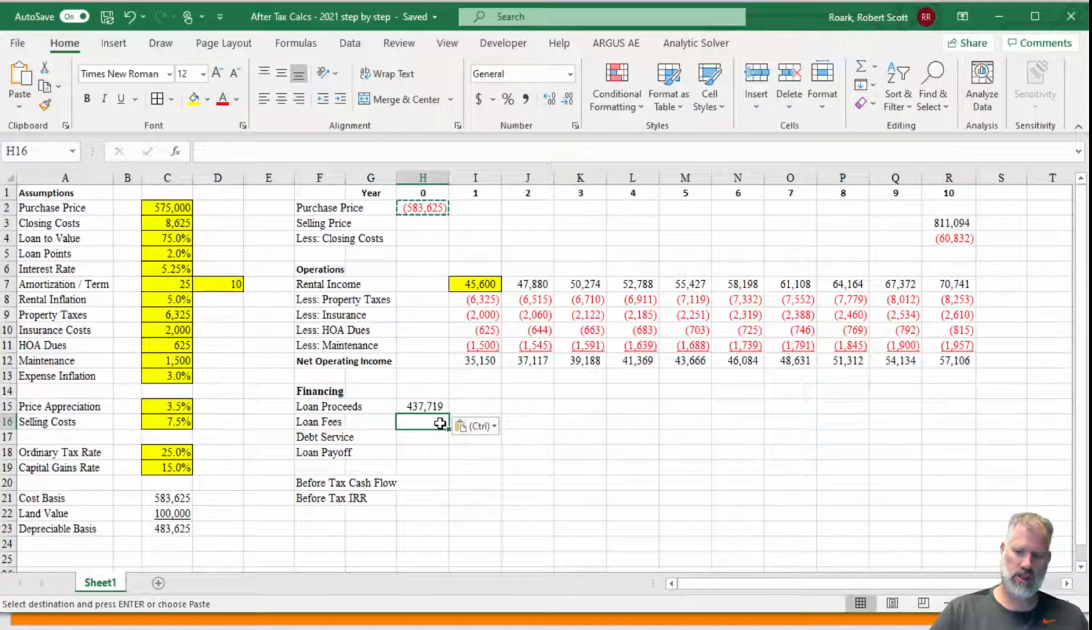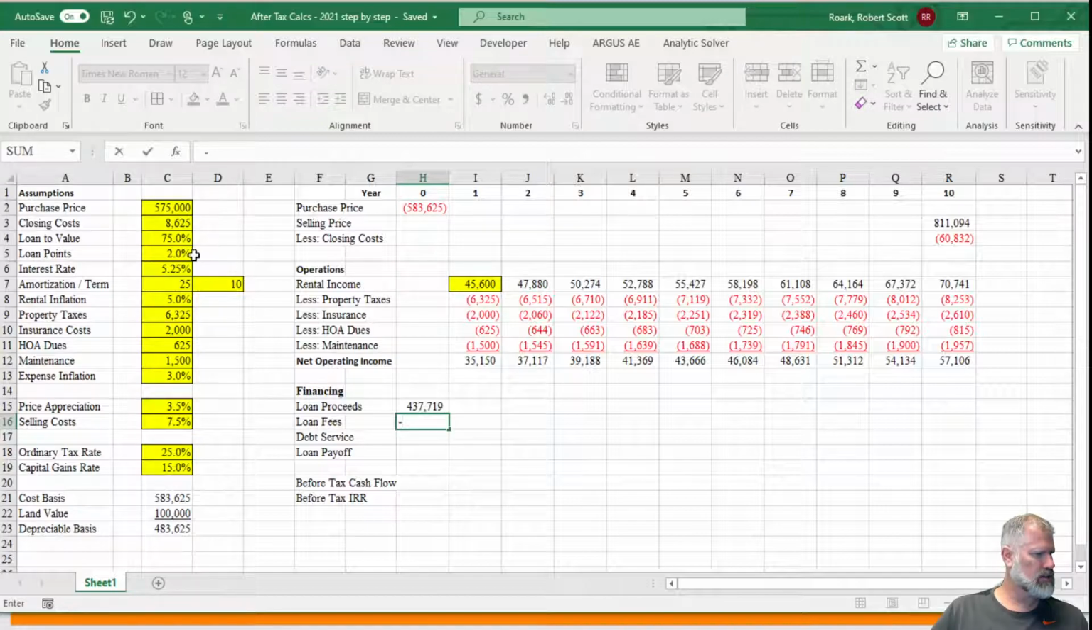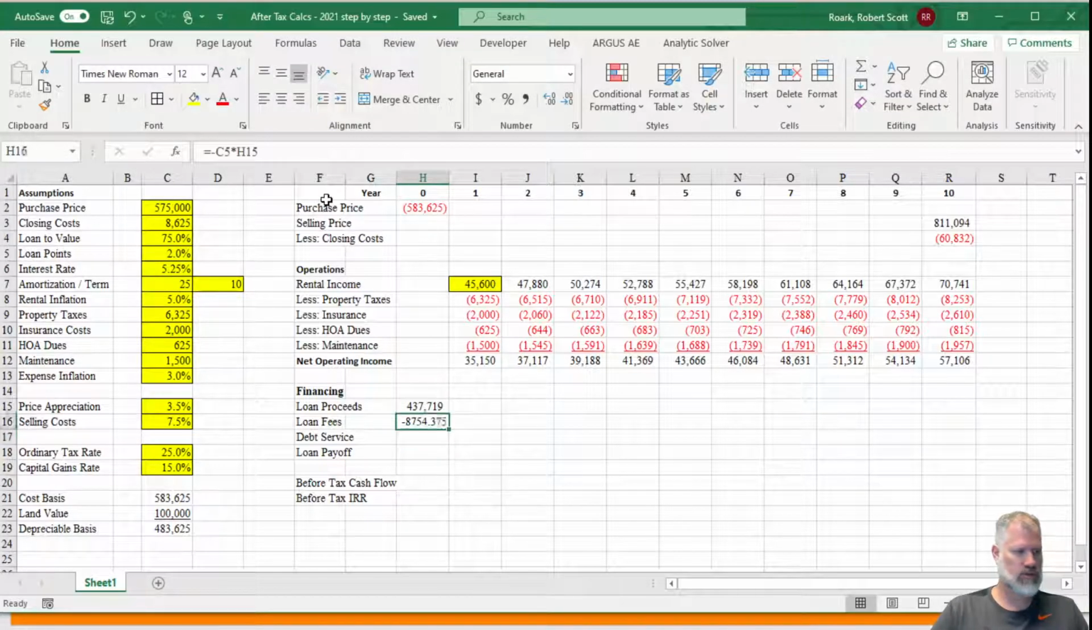Our loan fees are going to be a negative 2 points times our loan amount. So we're going to have 87.54 in terms of our costs. We've already talked about that. Now we can figure out what our debt service, that means what are our loan payments.